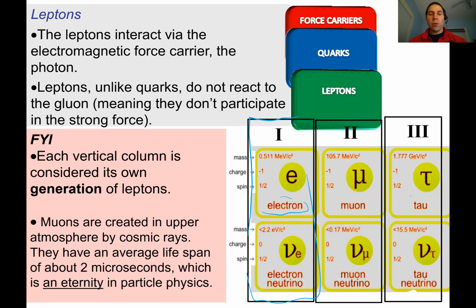One interesting note about muons. Muons are created by cosmic rays, and then they tend to manifest themselves in the upper atmosphere. The average lifespan of them is about 2 microseconds, which is an absolute eternity in particle physics.